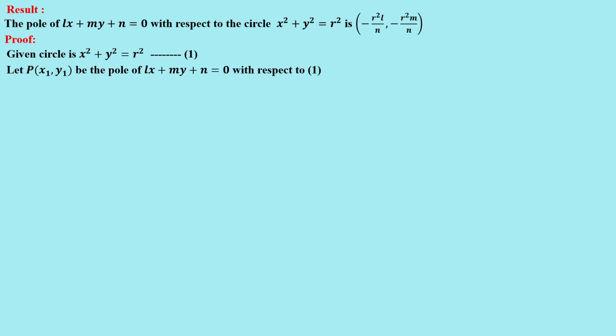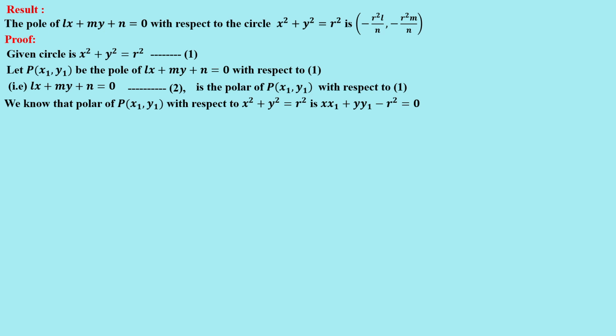Let P(x1, y1) be the pole of Lx plus My plus n equal to 0 with respect to 1. That is, Lx plus My plus n equal to 0, equation number 2, is the polar of P(x1, y1) with respect to 1. Because P(x1, y1) is the pole of Lx plus My plus n equal to 0, that means Lx plus My plus n equal to 0 is the polar of P(x1, y1), right?